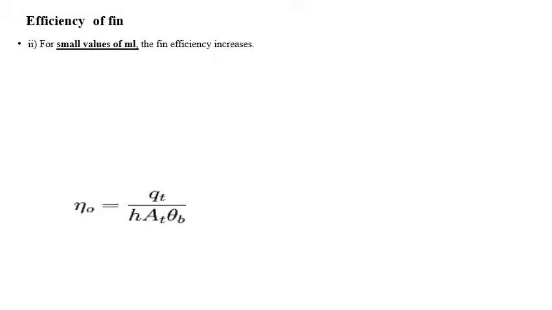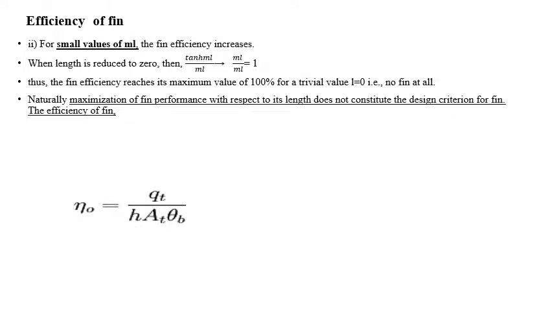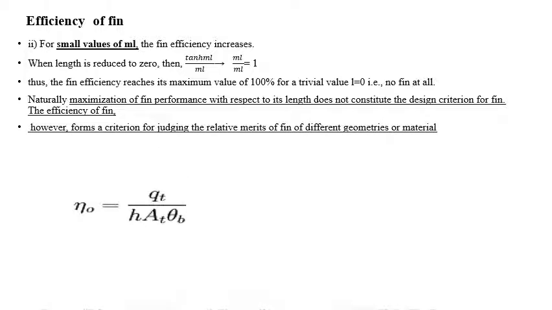Some of the salient features of the fin: for a small value of mL, the efficiency increases. When the length reduces to 0, tanh mL by mL tends to 1. Thus, the maximum value of 100% is for the trivial value of L equal to 0, where there is no fin at all. Naturally, the maximization of the fin performance with respect to its length does not constitute the design criterion of the fin. Thus, the efficiency of the fin.